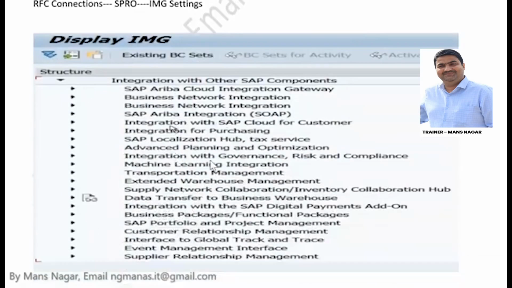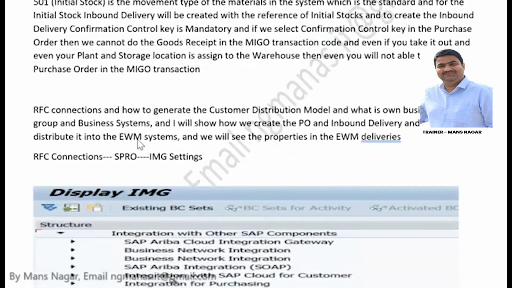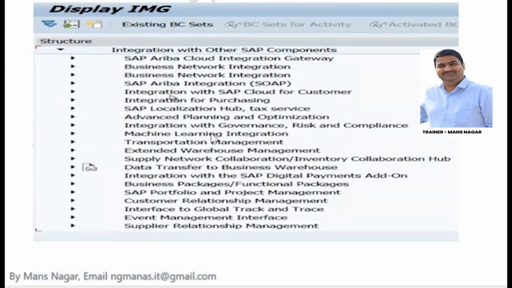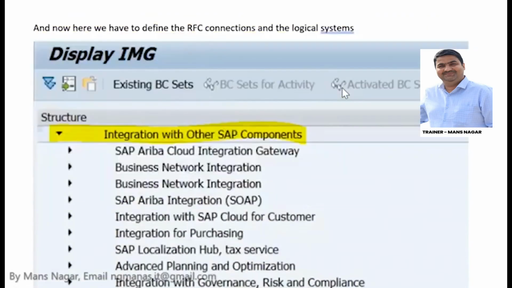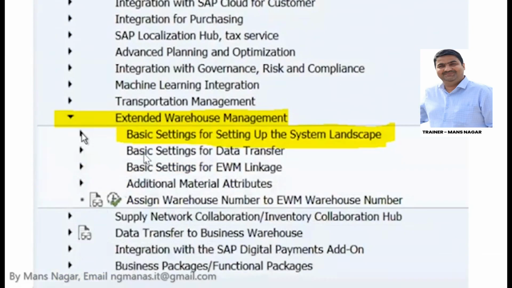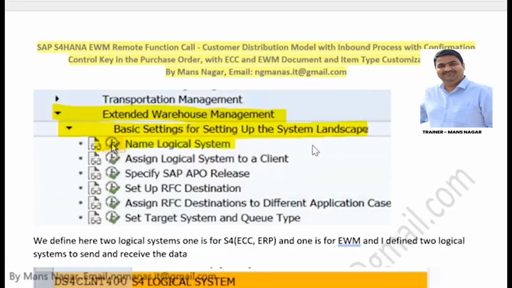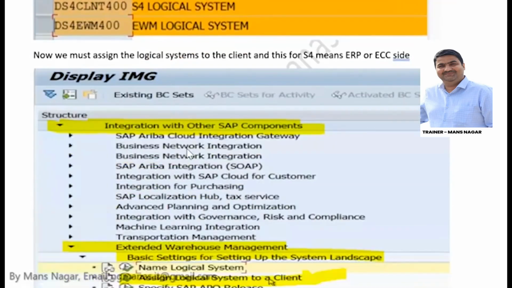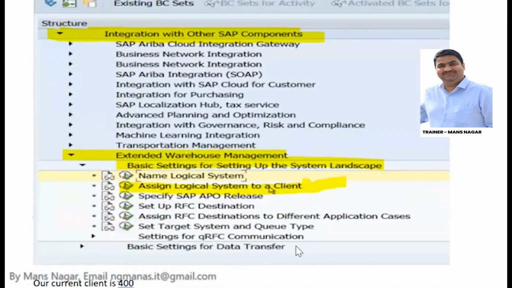This is the practical, how we do the configuration. We go to SPRO, then IMG settings, Integration with Other SAP Components, then Extended Warehouse Management, Basic Settings, then how we create the logical system, and how we assign the logical system to the clients.